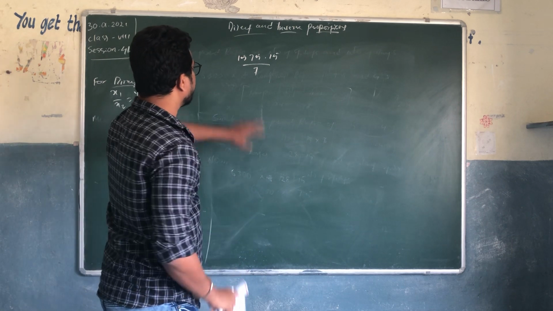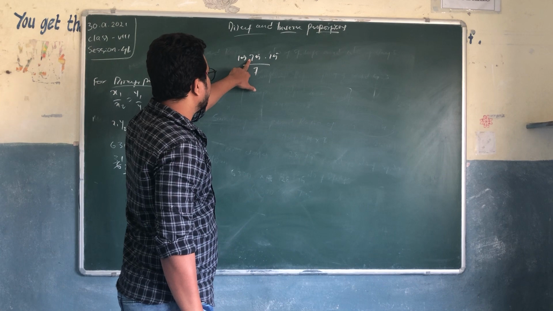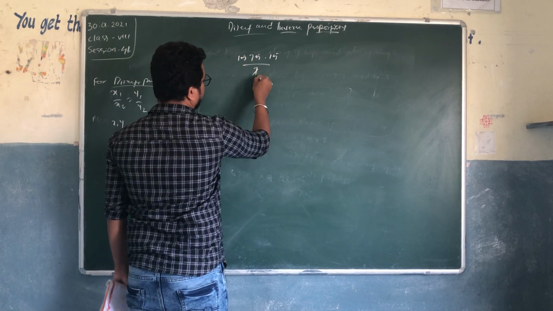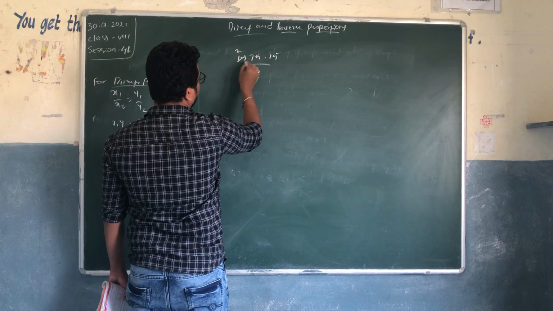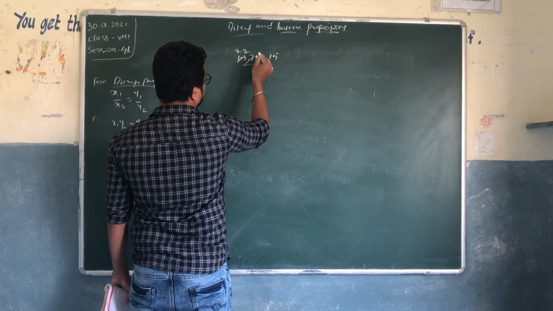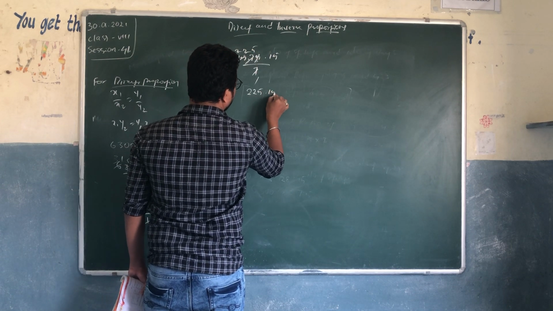Let's see whether we get it in the 7 table or not. 7 1s are 7, 7 2s are 14, 1 will be remaining. 7 2s are 14 and 3. Again 7 2s are 14 and we remain with 3. 7 5s are 35. So 225 into 15.